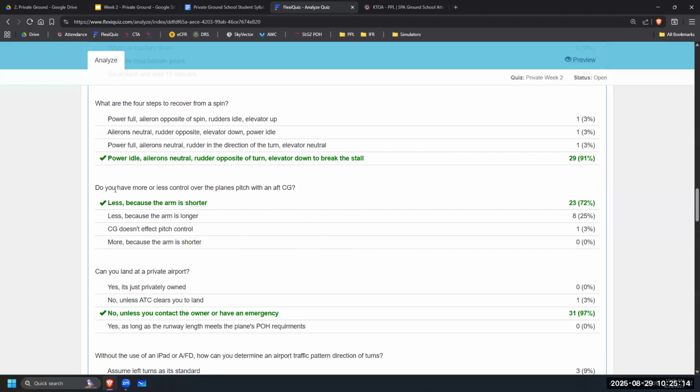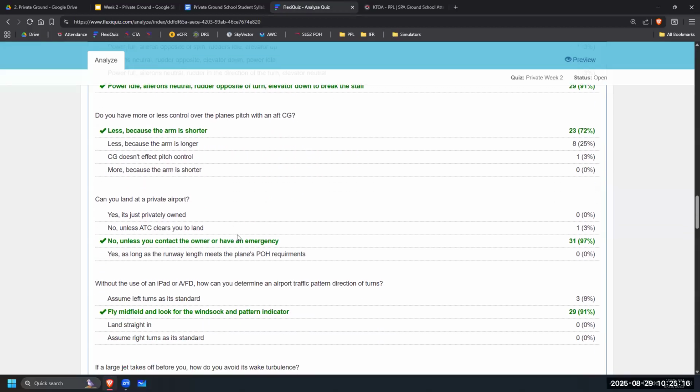Right? Do you have more or less control over the plane's pitch with aft CG? 72 is pretty good. Honestly, 23 of you. I don't know how this is so many people taking the quiz when there's only 22 of you in here, but I'm going to assume this is all of you in here. Less, because the arm is shorter, right? So we talked about the arm is the distance.